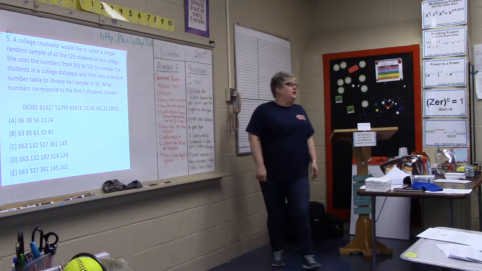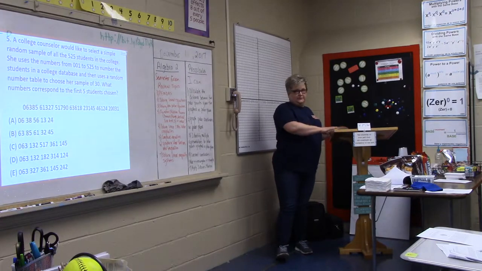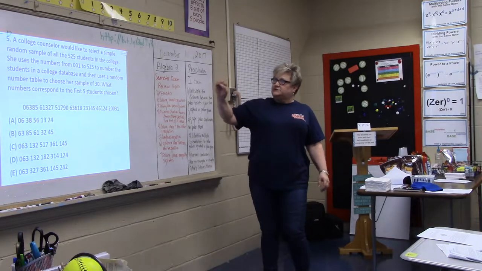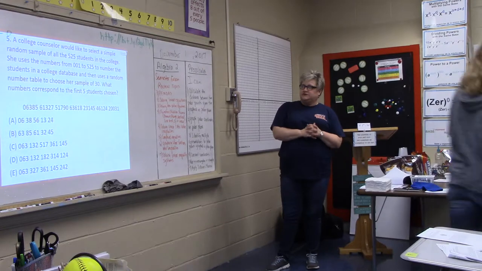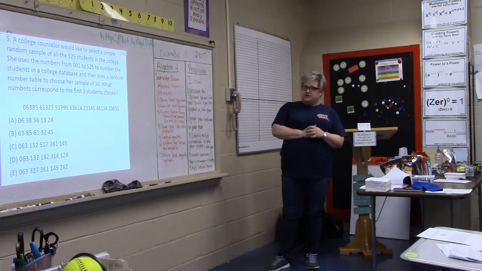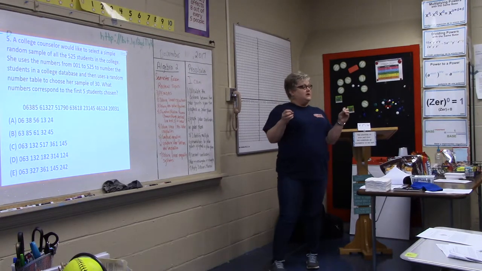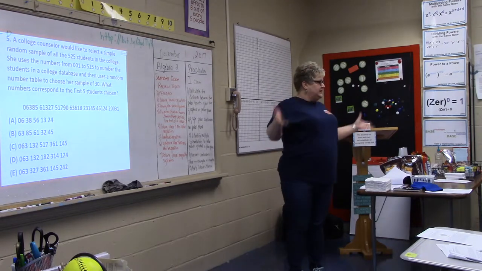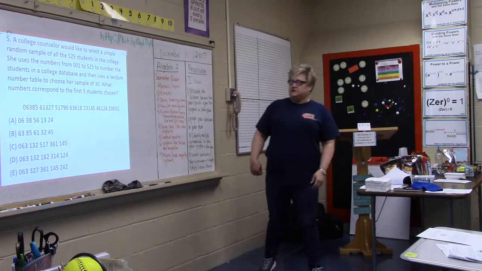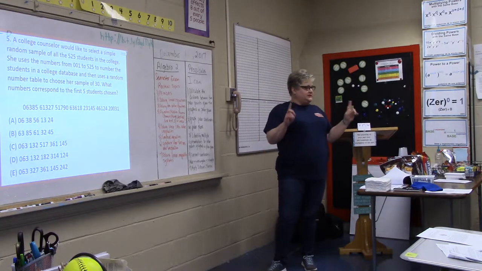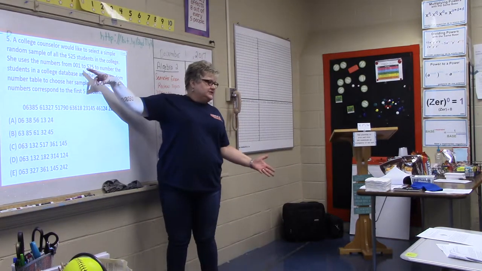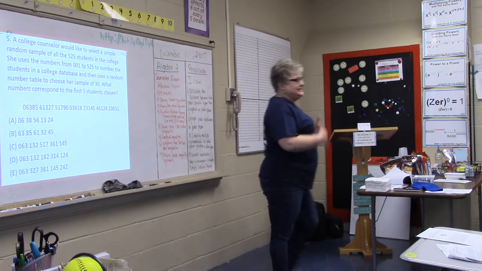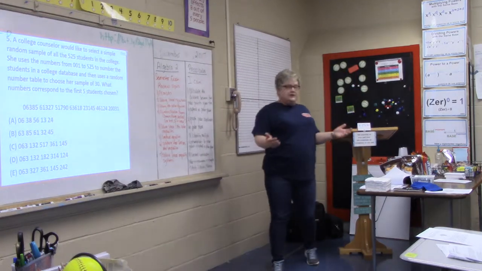All right, now here's the one with the simulation in it. It says a college counselor would like to select a simple random sample of all the 525 students in the college. She uses the numbers from, now this is what I was talking about a while ago, and you'll probably get into this more as you do your simulations. If you can do a single digit simulation, that's always the easiest. But if you're talking about 525, that's three digits. So you will have to do a three-digit simulation here.